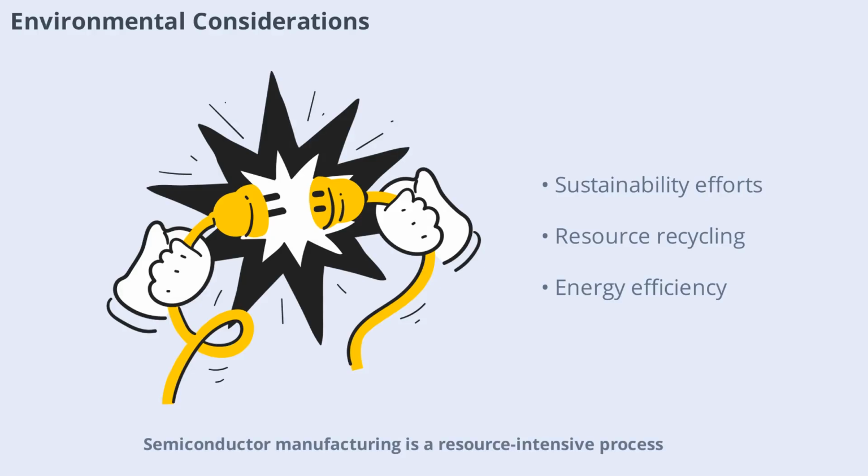Semiconductor manufacturing is a resource-intensive process, but companies are increasingly focused on reducing their environmental impact. Efforts include recycling water, minimizing chemical use, and improving energy efficiency. These initiatives help make the industry more sustainable while continuing to deliver cutting-edge technology.